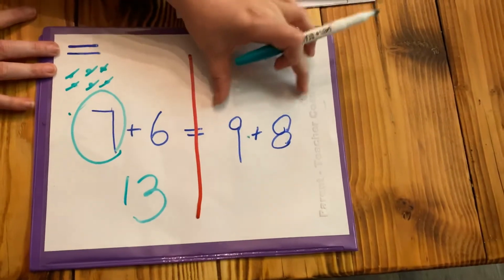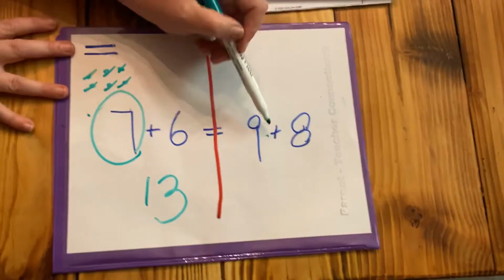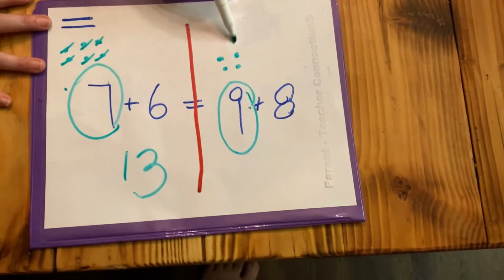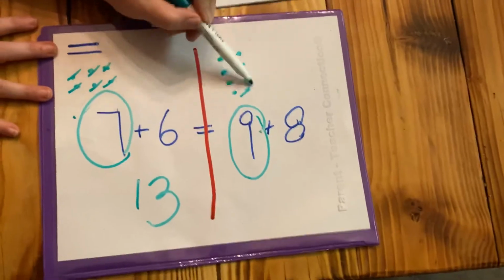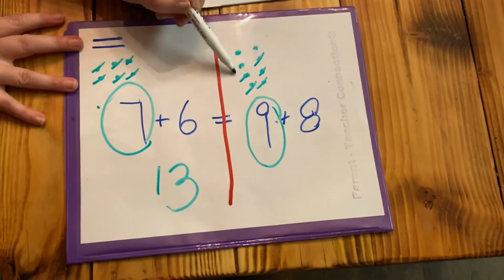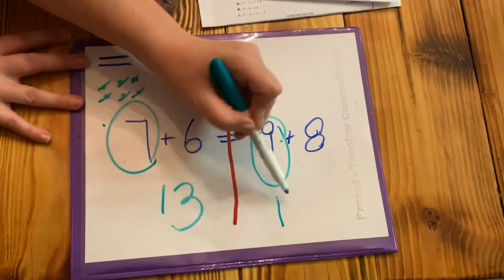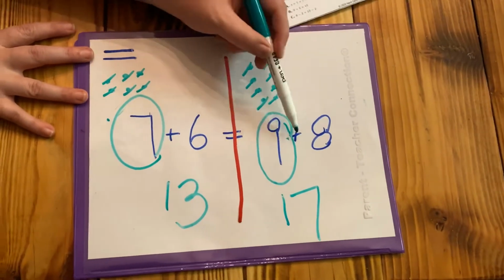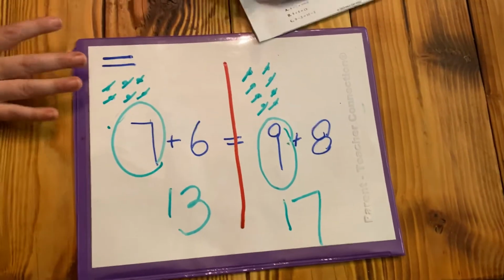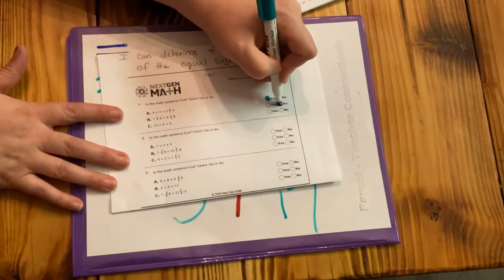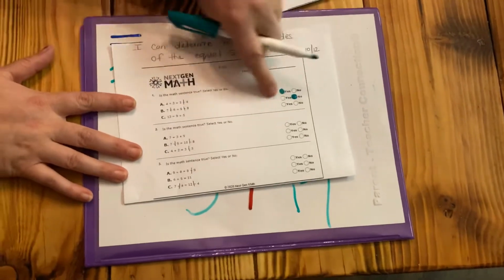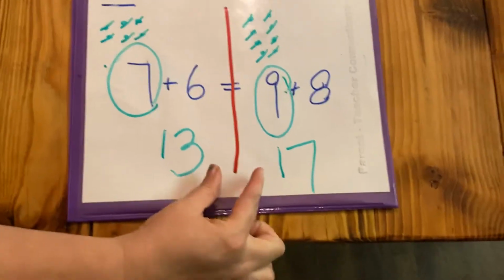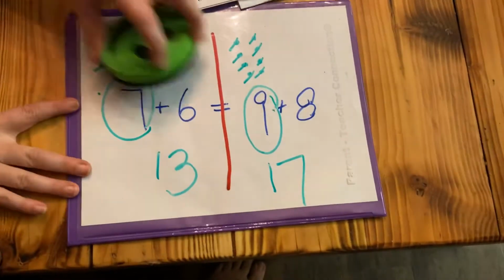Then coming to this side of my equation, the second side, circling my largest number, 9, and then I have 8. So 9, 10, 11, 12, 13, 14, 15, 16, 17. So 7 plus 6 equals 13, but 9 plus 8 equals 17. So if I come right here, these do not match. They are not the same because both sides do not have the same answer. Okay, and let's do another one.